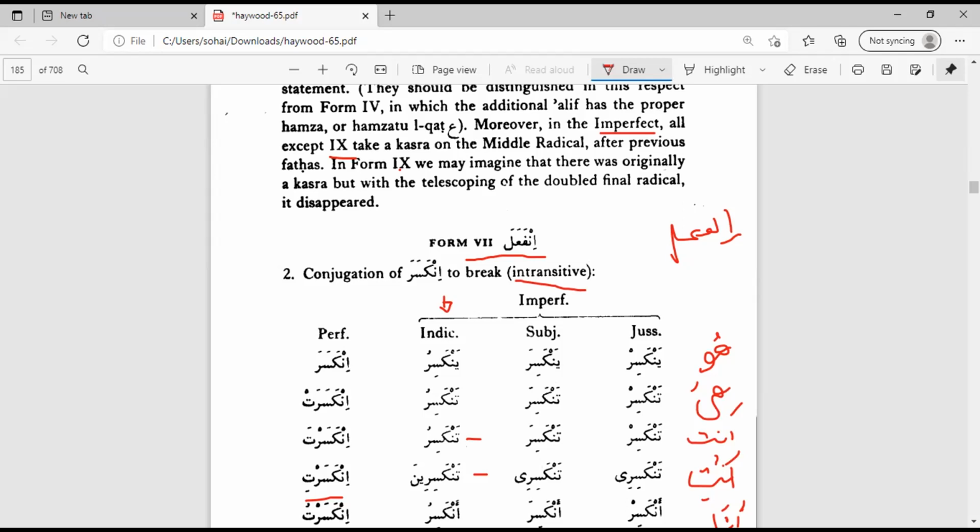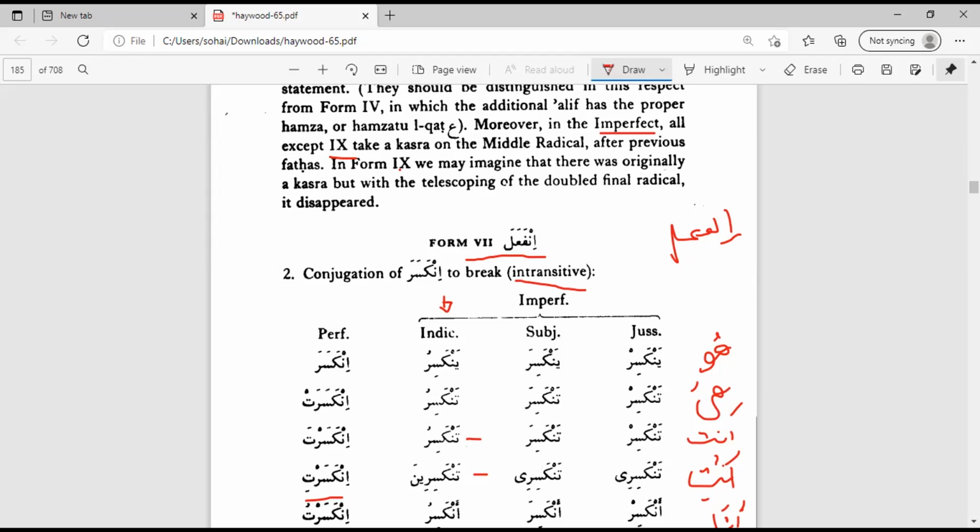You don't know? Ijlis. Ajlis. Yeah, ajlis. Ajlis is totally wrong. If you say ajlis, it's form 1, ajlis, right? Yes, sir. Ajlis. Okay. Now the question is, what was the mudare for this?